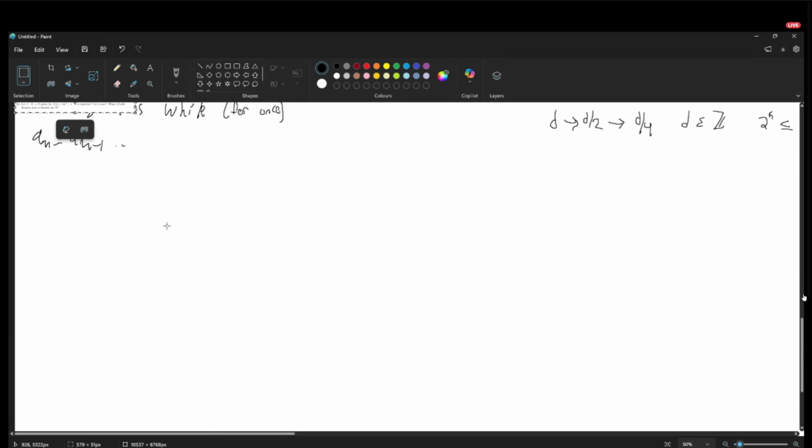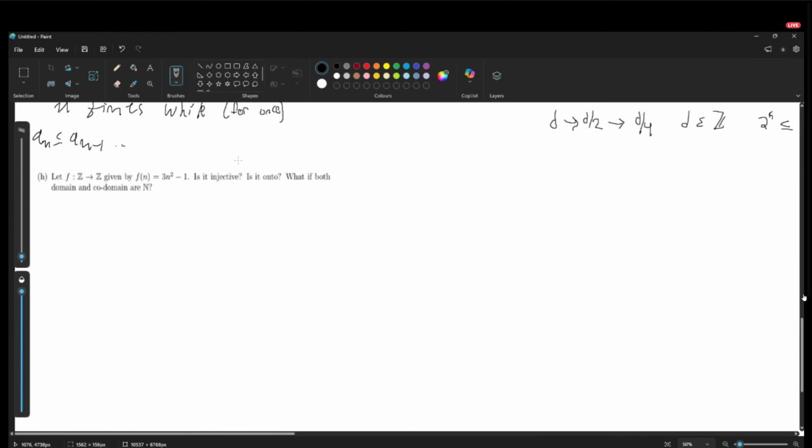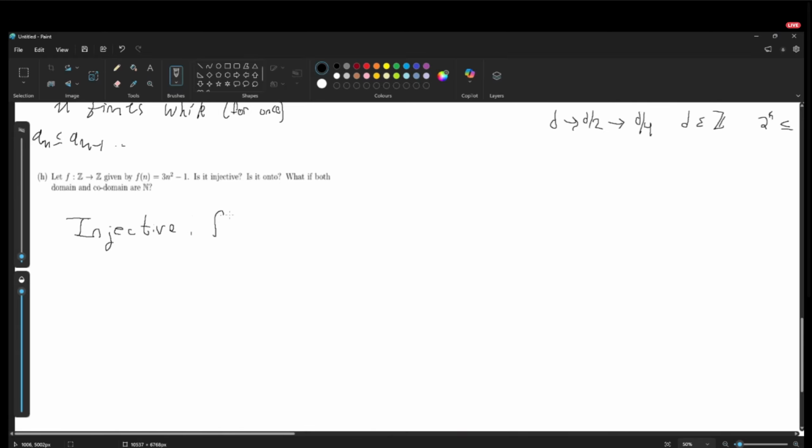Zoom in, enhance. Okay, so we're given a function, right? And this function is given by some polynomial expression. So we're asked if it's injective and onto, for both codomains, the integers and the naturals. Okay, so now f is a function from integers to integers. So injective just means that distinct elements map to distinct elements. So what that means is f of x is only equal to f of y.